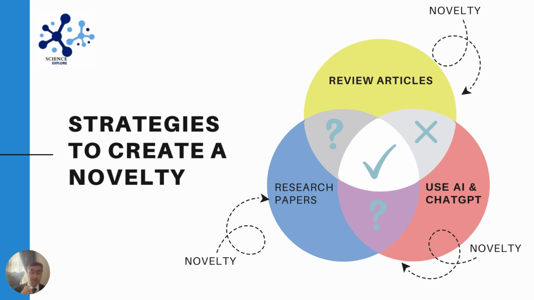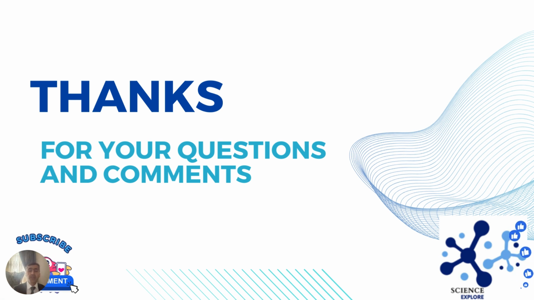Good, but you are not allowed to use review articles and AI together to write a review article. You can use them to find a topic or to find subtopics. If you want to increase the novelty of your work, you have to use all three strategies: review articles, research papers, and AI. So, these are some strategies that we mentioned. Through applying these strategies, we can increase the novelty of our work.